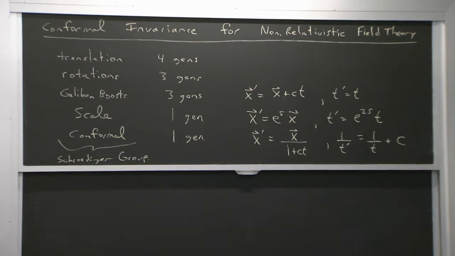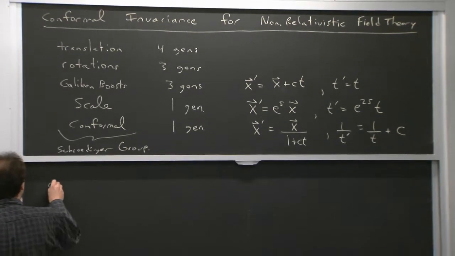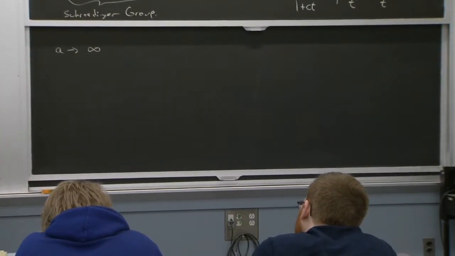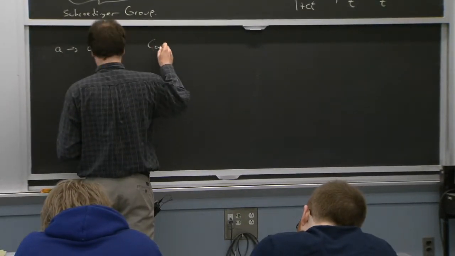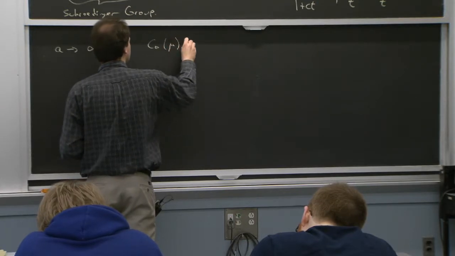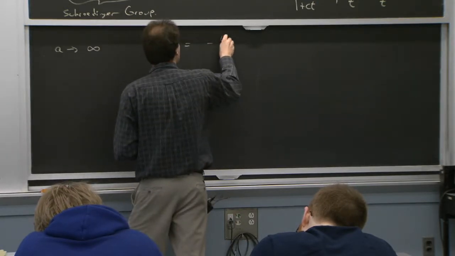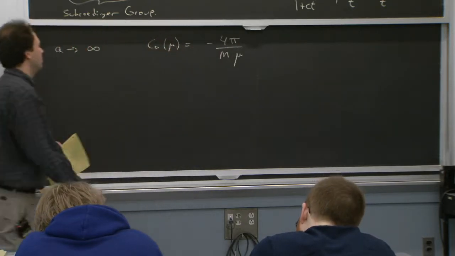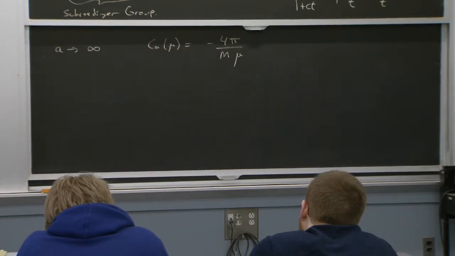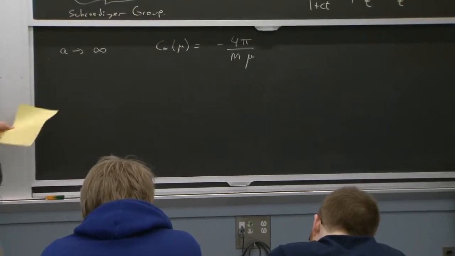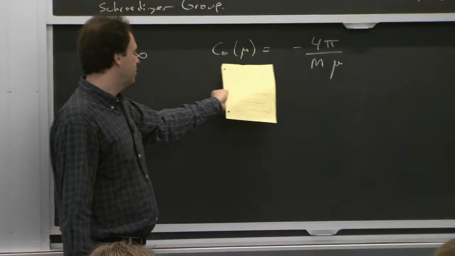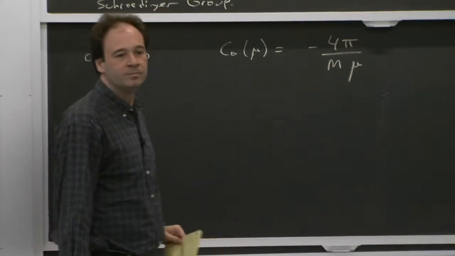If a goes to infinity. So I'm not going to spend a lot of time talking about this, but just to give you some of the ideas of what's going on. If you look back at last time's solutions for this coupling constant, and you take a goes to infinity, that's a perfectly smooth limit. You can do that. And then the coupling C0 of mu has no free parameters. It's just given by 4 pi over m mu.